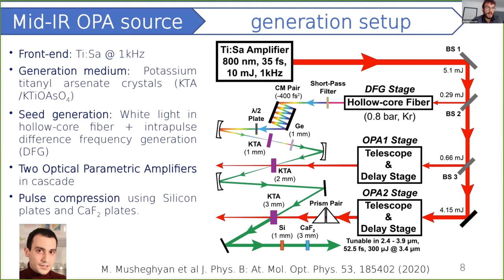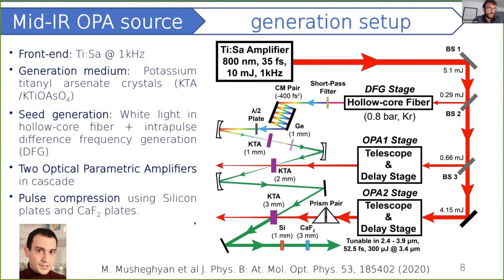Then the seed is amplified by two optical parametric amplifiers in cascade, again exploiting KTA crystals as the amplification medium. Finally, the pulses are compressed by using silicon and calcium fluoride plates. For the details of this setup, I would like to direct you to the paper of Mikhail Mushegian, who worked with our group on the development of this source.